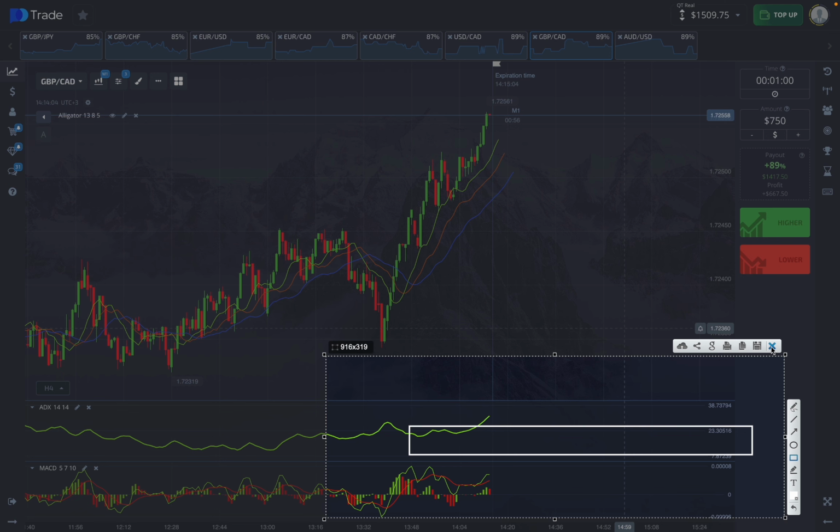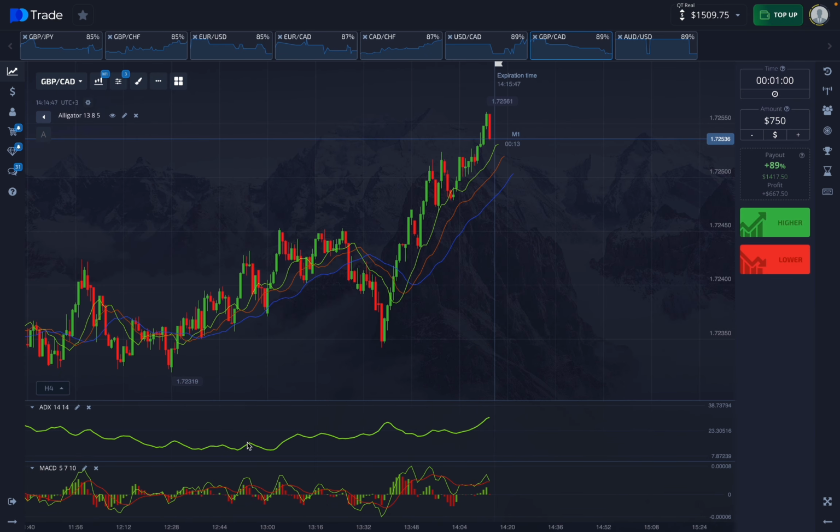Next, we will have the MACD oscillator with periods of 5, 7, and 10. We will focus on the signal line of this oscillator and also on the volumes shown on its histogram. Let's start with a $750 deal. Let's get started and select the first currency pair.